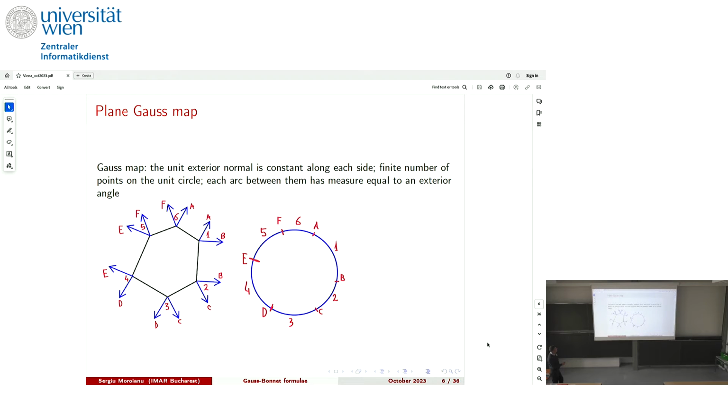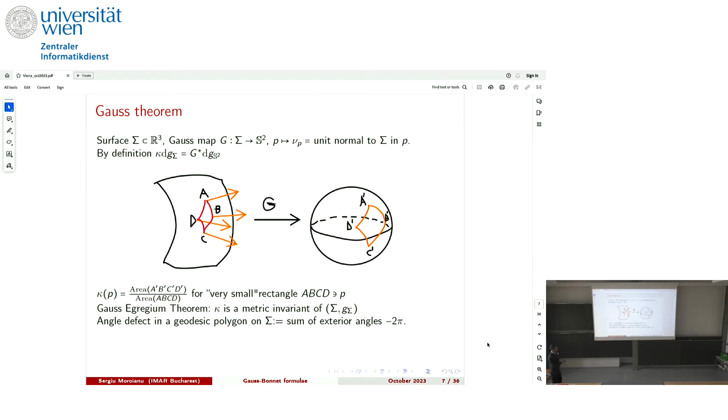Now I draw the image of the map from the sides to the circle, called the Gauss map. To each point on a side, I associate the unit exterior normal. So this E here, for instance, is the constant value along this segment. Now at the edges, you have more values. In fact, this angle here, you can see it as the circle sector here. And now the sum of exterior angles equal to 2 pi is just that the length of the circle is 2 pi. Okay, good.